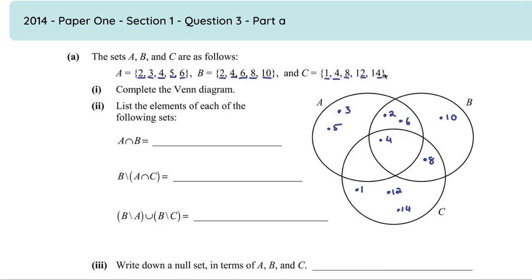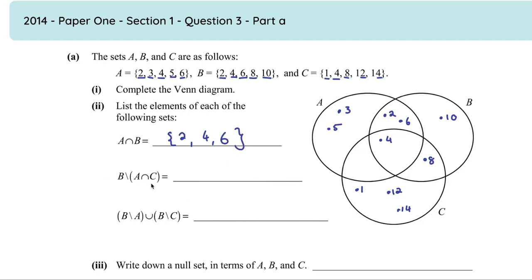So now we've got them all placed, we can start to talk about the intersection. So what is the intersection of A and B? What elements do they have in common? Well, they will have 2, 6, and 4 that exist within the circle of A and exist within the circle of B. So we're going to have 2, 4, and 6 that exist within the circle A and the circle B.